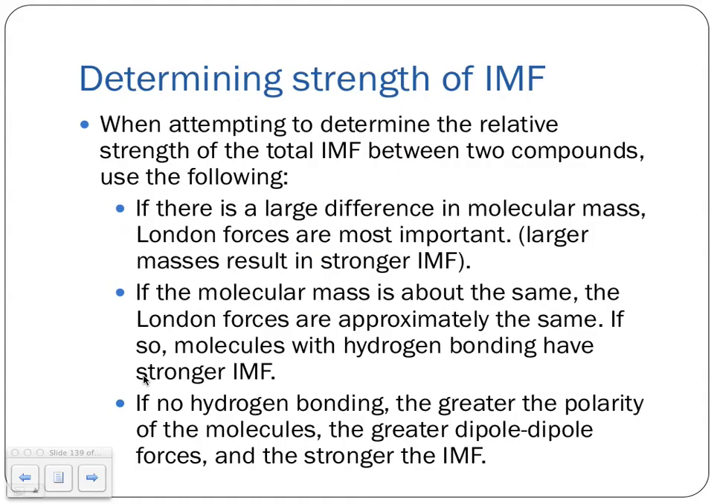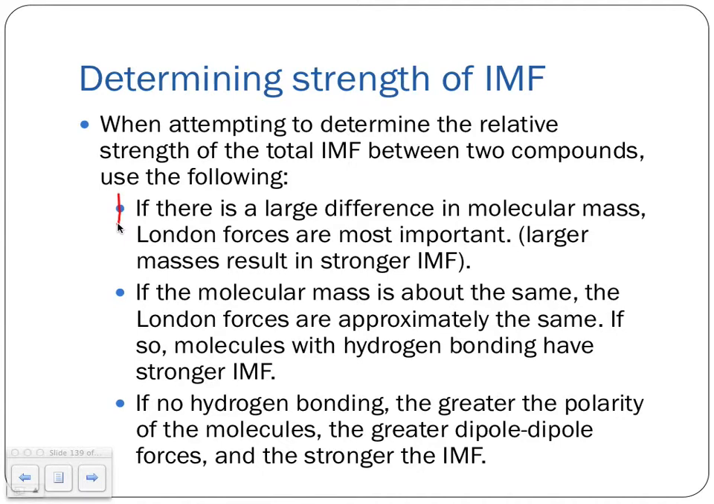So overall rules, what if we have to put all these together? We want to figure out the total strength of intermolecular forces, not just what one or hydrogen bonding or London dispersion are. So here's how to figure it out. First rule: look at the masses. If there's a large difference in molecular mass, London forces are most important, and larger masses result in stronger London forces.